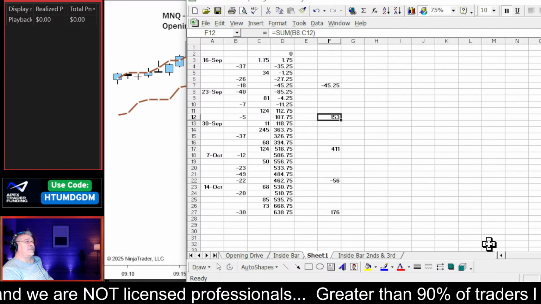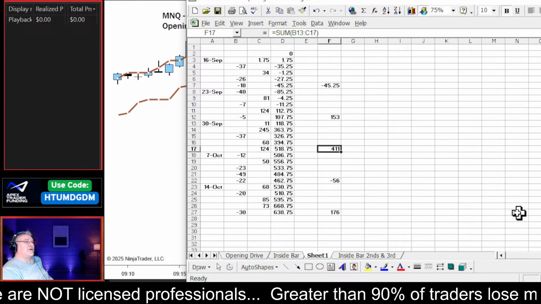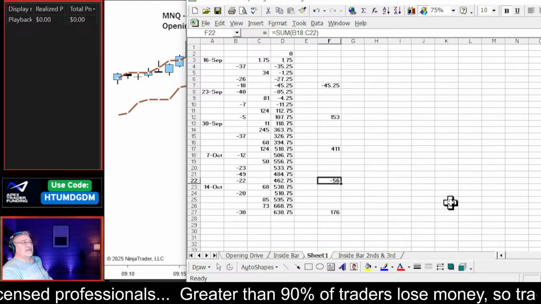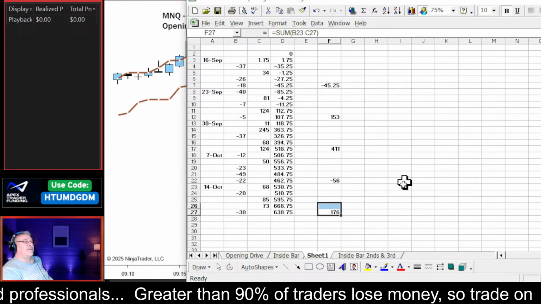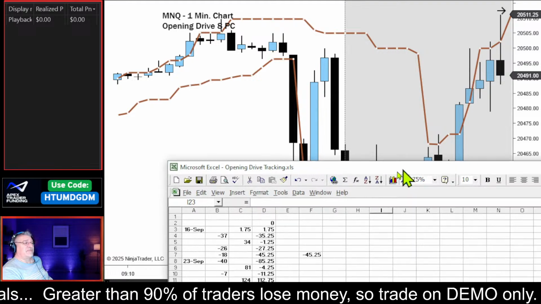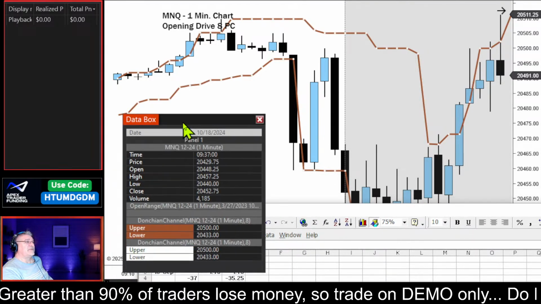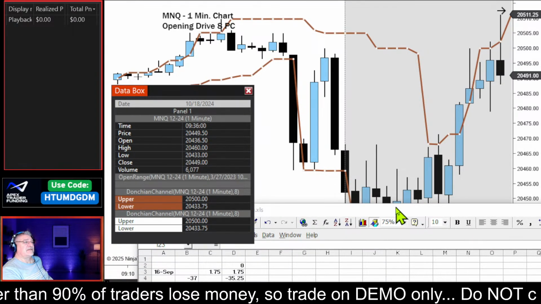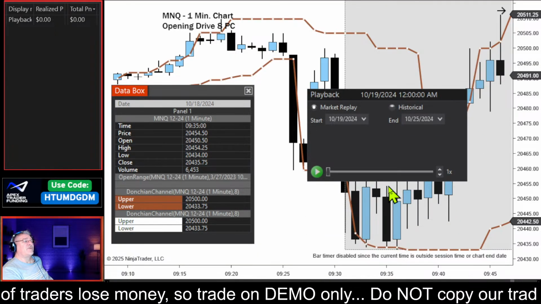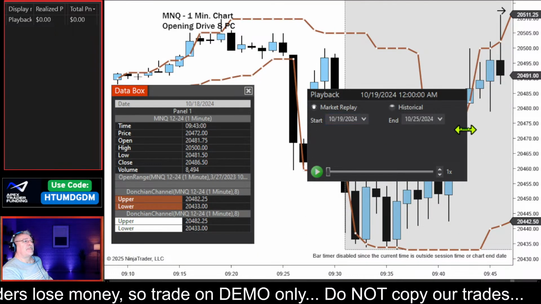So we lost 45 points the first week. We made 153 the second week. We made 411 points the third week, lost 56 the fourth week, and positive 176 on the fifth week. Let's do week number 6. Let's put the data box back up so you can see it. Let's make my spreadsheet a little smaller.